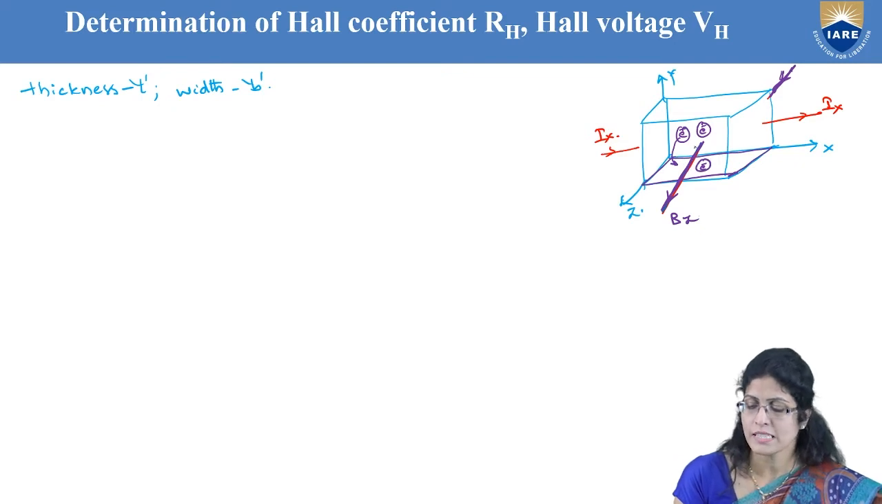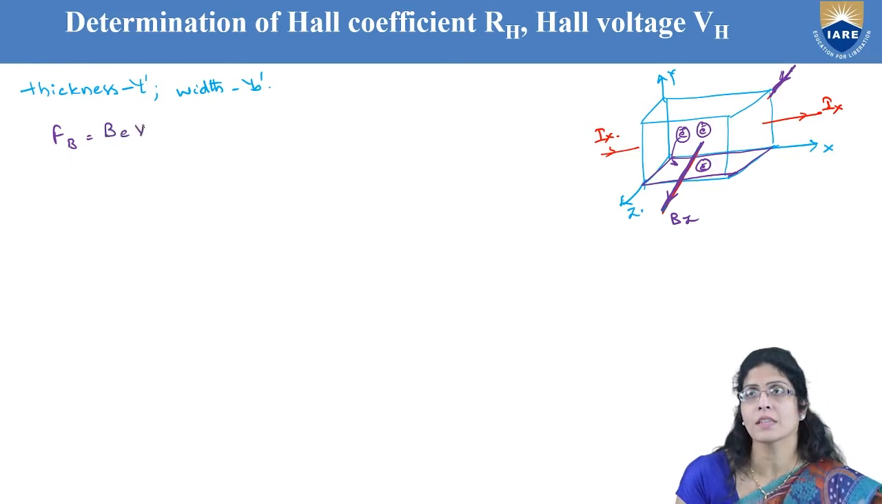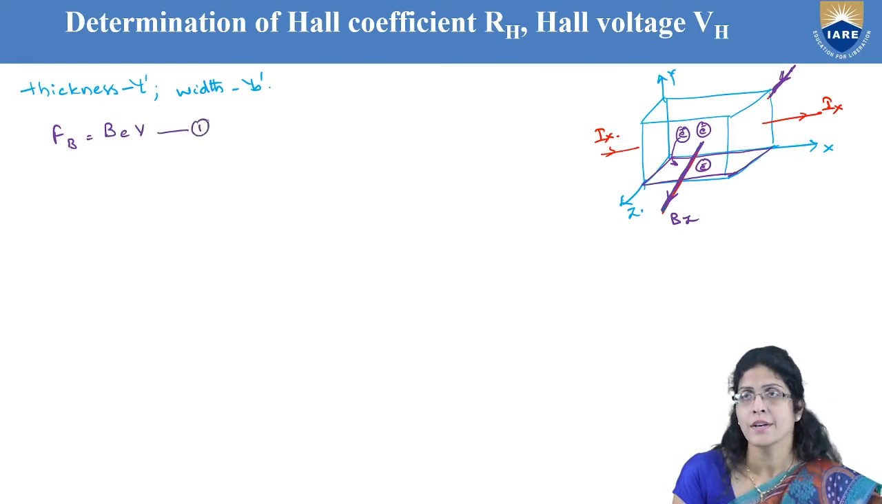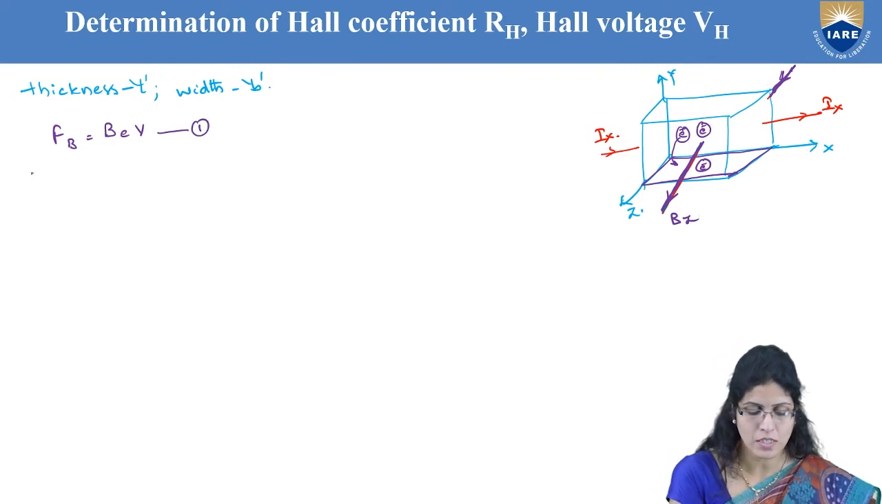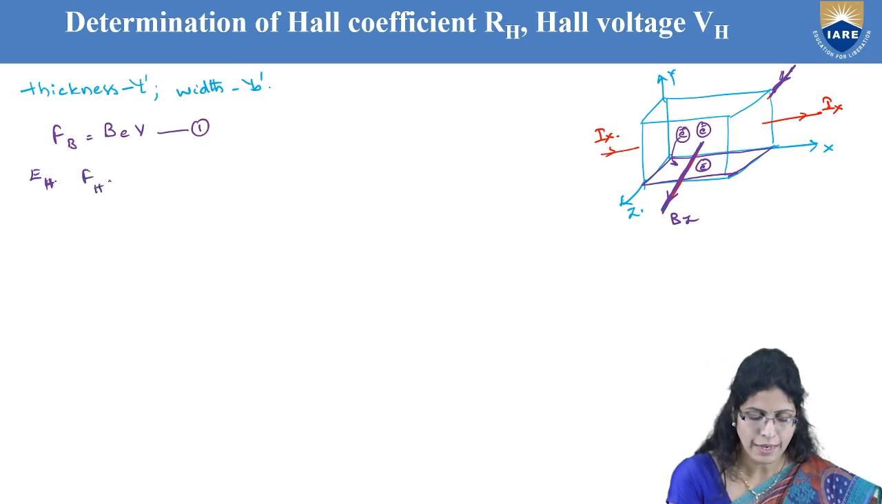The force acting on these electrons due to the magnetic field is given as FB, which depends on the applied magnetic field, the charge, and the velocity with which the electron deflects down. Let's take it as equation number 1. Once the electron is shifted down, it develops an electric field EH. This electric field develops a force FH equal to charge times EH in the upward direction.